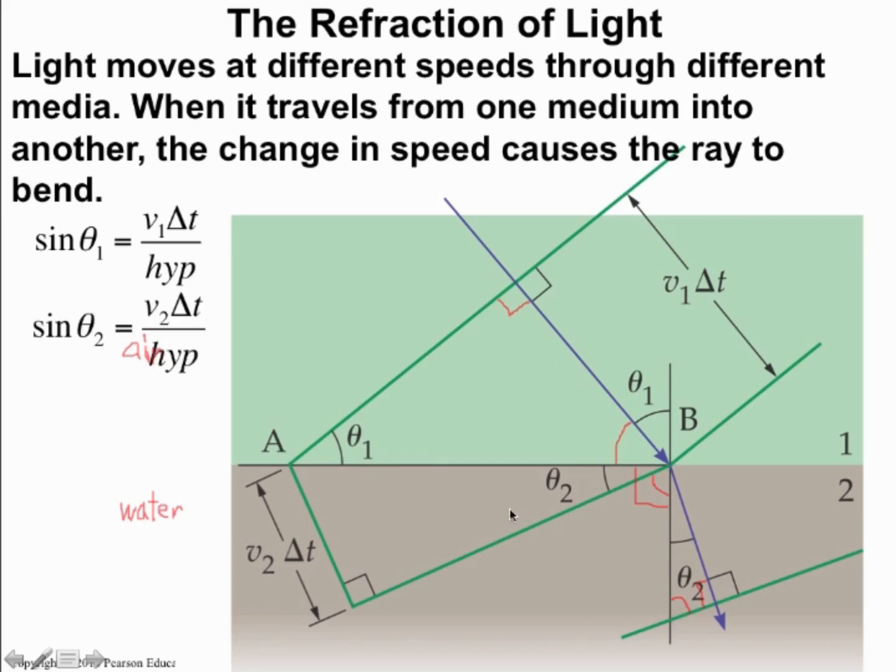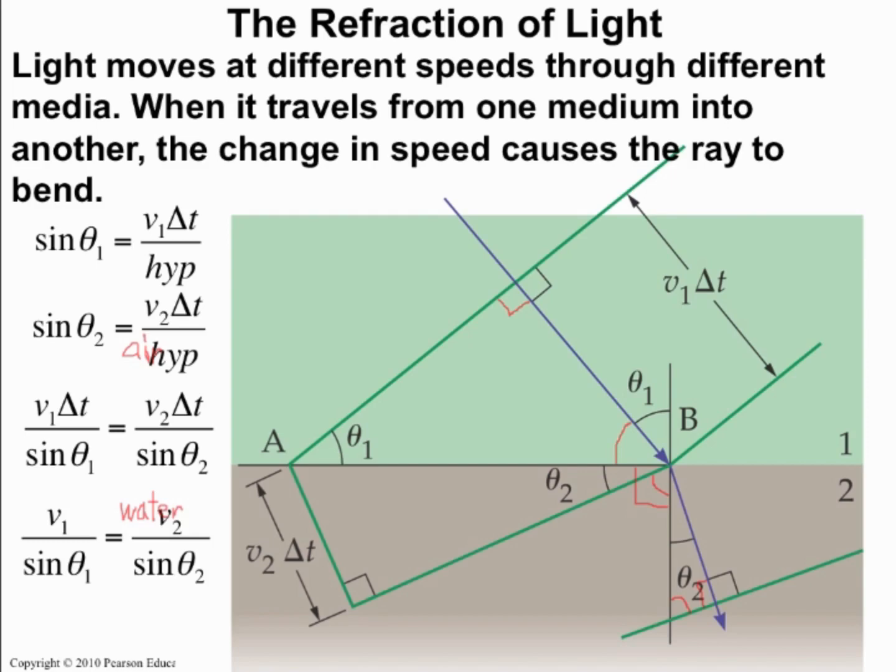Now let's look at the other triangle. Sine of theta 2 equals V2 delta t over hypotenuse. Well, that makes sense too, because V2 delta t is the length of the opposite side. These two triangles share a hypotenuse. And so the sine of theta 2 equals V2 delta t over hypotenuse. Now we can rewrite as V1 delta t over sine theta 1 equals V2 delta t over sine theta 2, which becomes V1 over sine theta 1 equals V2 over sine theta 2.